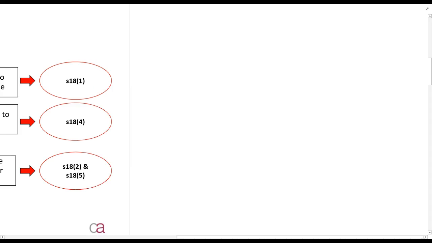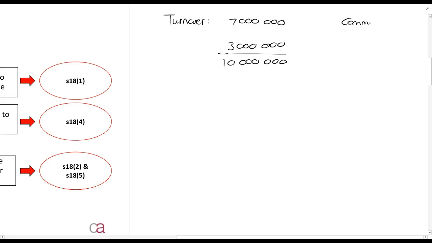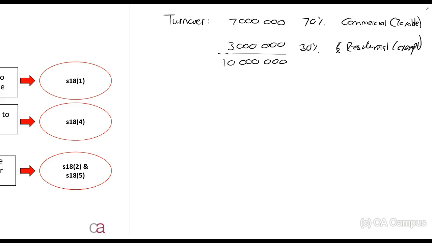Remember, we get situations. I'm going to just use this as an example. Turnover, 7 million rands and 3 million rands. Right, so total turnover, 10 million. 7 million rands is commercial accommodation, taxable, and 3 million rands of that is residential, which is exempt. In other words, 70% is taxable, 30% is exempt. So what do they call us here? They call us then a 70% vendor.